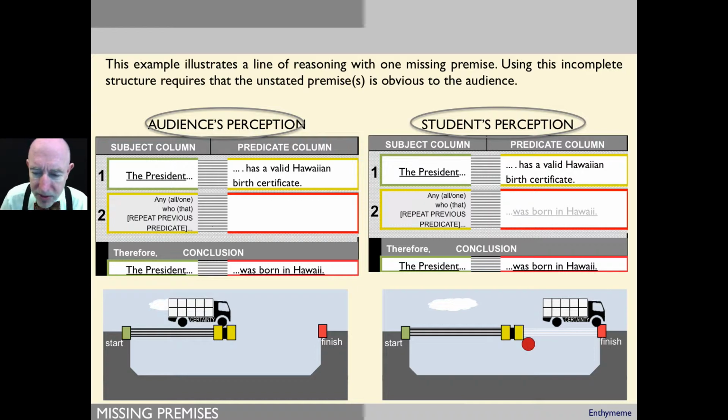But when you're trying to lead people along a line of reasoning, you can't always count on them reading your mind and knowing what each of the premises are that are obvious. So if you want to be really clear with your logic, include all the premises that are needed to make the connection complete.